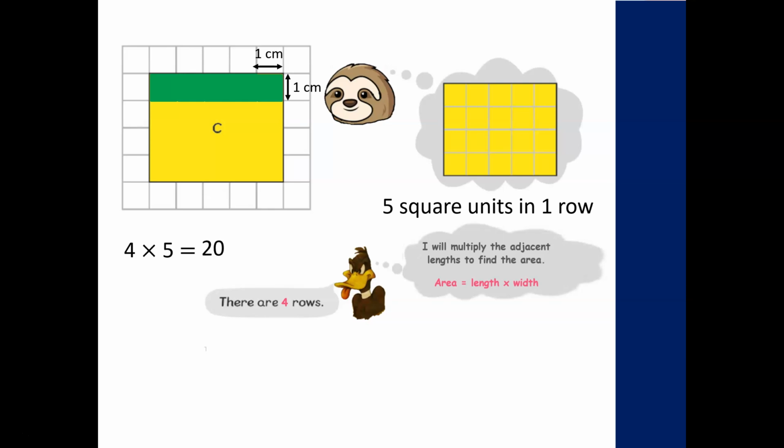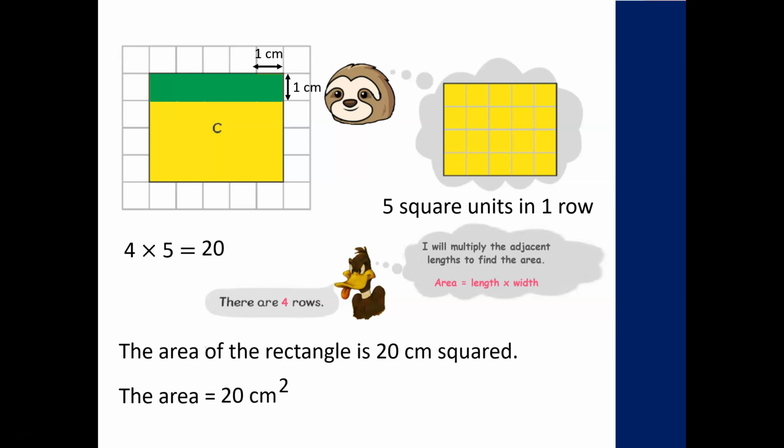The area of the rectangle is 20 centimetres squared. And we write this like so. The area is equal to 20 cm, for centimetres, and the little 2 just above and to the right.